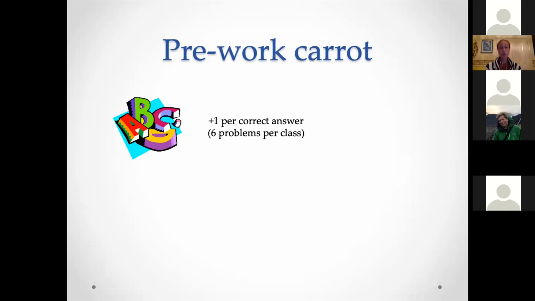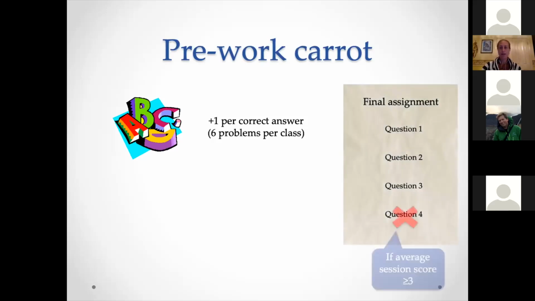And for the last 2, they simply got a mark if they had written 2 things that were difficult and if they had written a wonder question. If they achieved at least 50% of the marks from all of the pre-work, then they didn't have to do question 4 on the last assignment. So it was a pretty small incentive, but a small incentive turned out to actually have a large effect, as I'm going to show you later when I go through the results.